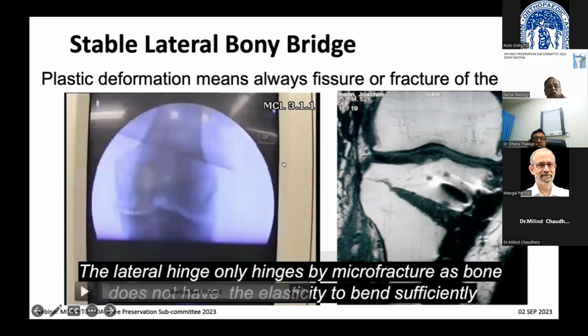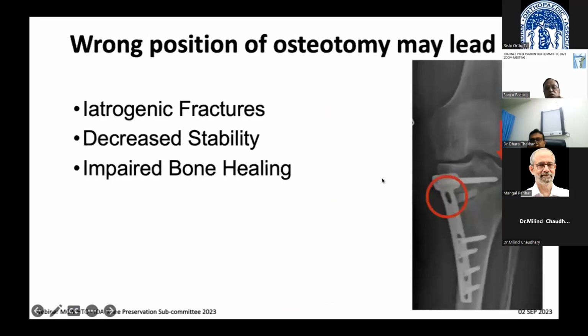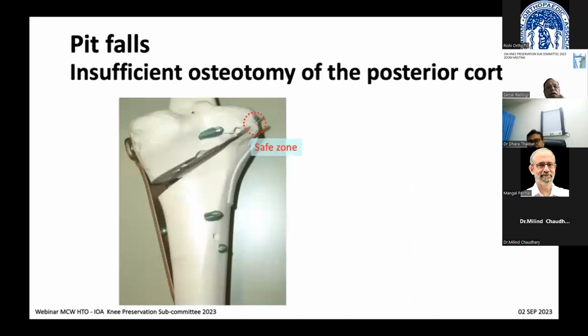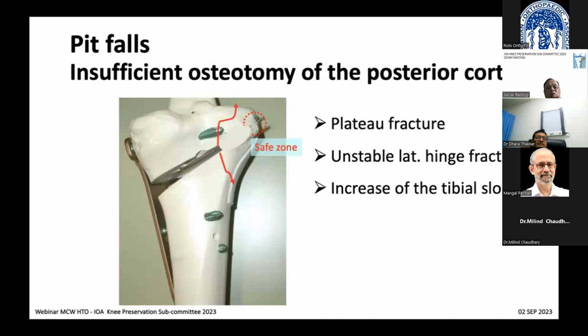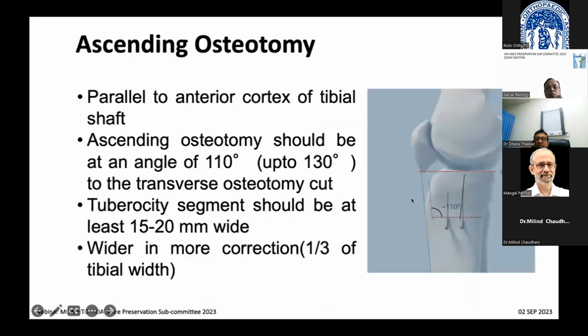The lateral bony bridge is a hinge. It has micro fractures, and the bone is not elastic. Micro fractures take place, but if they enter the joint, it leads to instability and impaired bone healing, which becomes a problem, and it takes more time to heal. The posterior cortex should be cut completely, because if it's not cut completely, it leads to plateau fracture or unstable lateral hinge and increase in tibial slope.